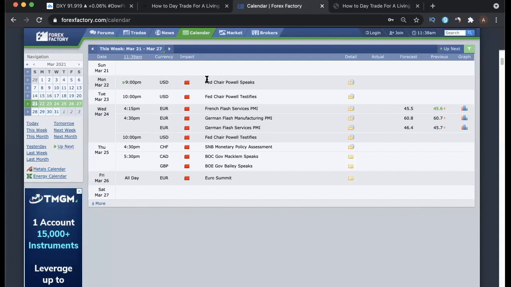Now you can see the next week is going to be a week with a lot of speeches. You can see that Fed Chairman Powell is going to speak, he's going to testify, then he's going to testify again. I do not know why he has to testify so much, but there's going to be a lot of speeches, and then you have the BOC and the BOE. And then lastly, you have the Euro Summit. So we have a ton of conferences, and that means that the market is going to be very whippy.